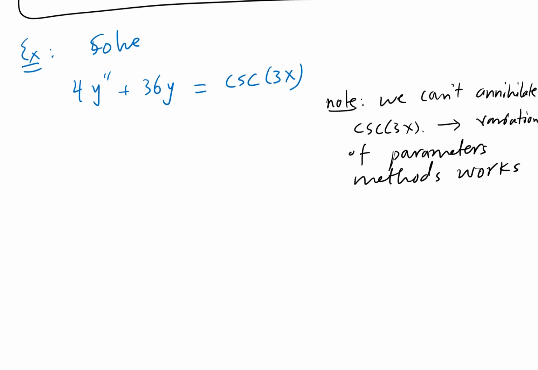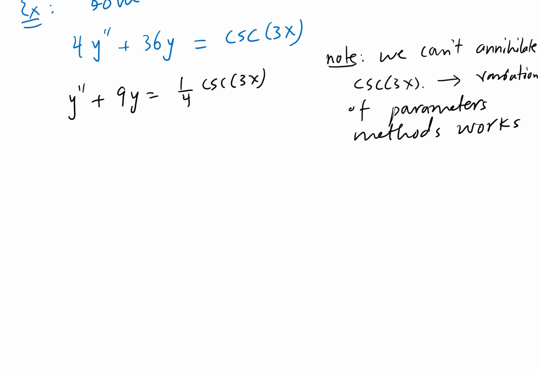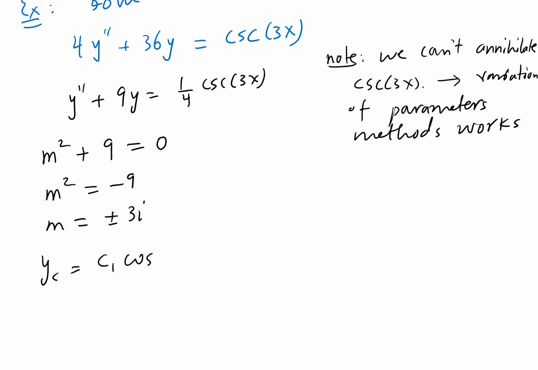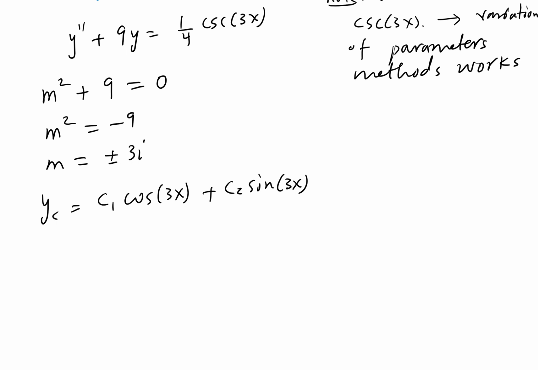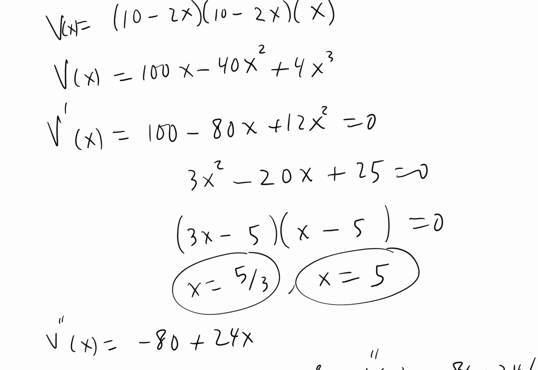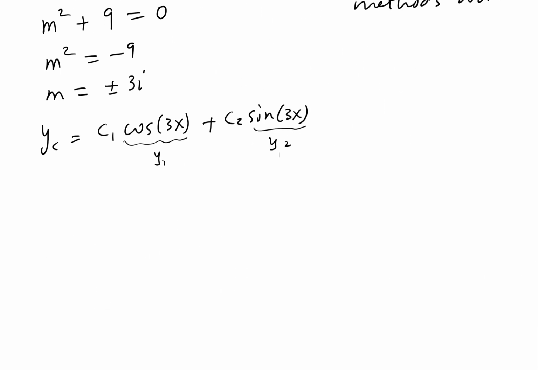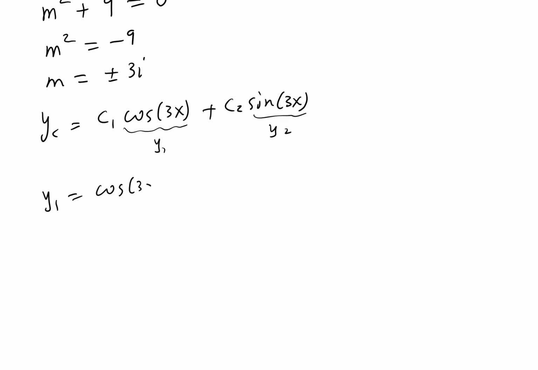First thing I would do, I would divide everything by 4. So y double prime plus 9y equals 1/4 cosecant 3x. Then we get the characteristic equation m squared plus 9 equals 0. m squared is -9, so m is plus or minus 3i. So then yc is c1 cosine 3x plus c2 sine 3x. So this is y1, this is y2. From y1 we need its derivative, and y2 as well.